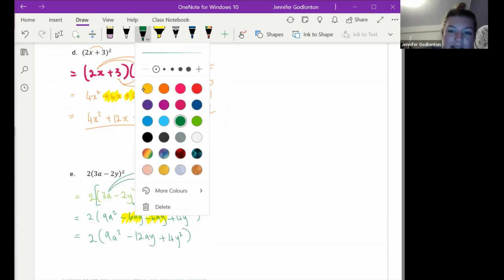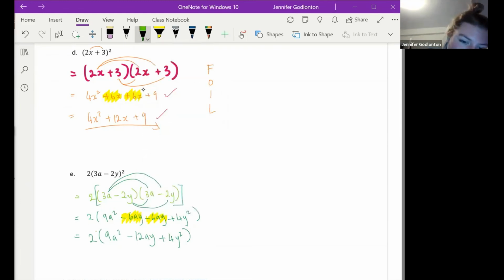And then my last step is I'm going to take this 2, my 9, and I'm going to distribute it to everyone. And when I say distribute, I just mean multiply. I have to leave you guys. I've got to go to my next class. 2 times 9a gives me 18a squared. 2 times negative 12 gives me negative 24ay. And 2 times 4 gives me positive 8y. And that is our answers for D and E.